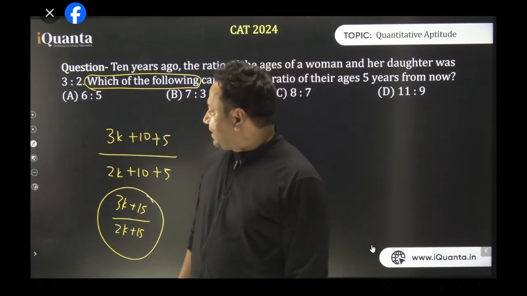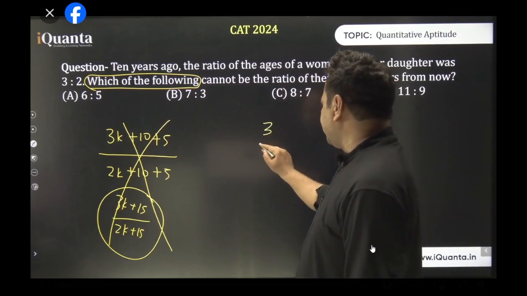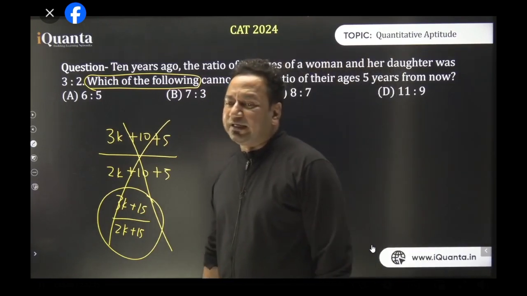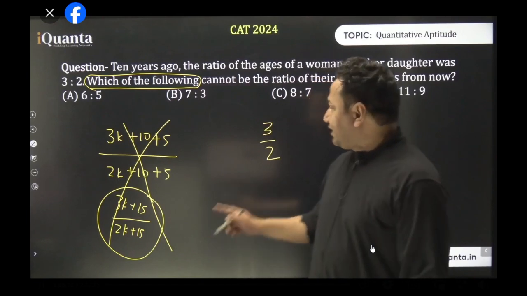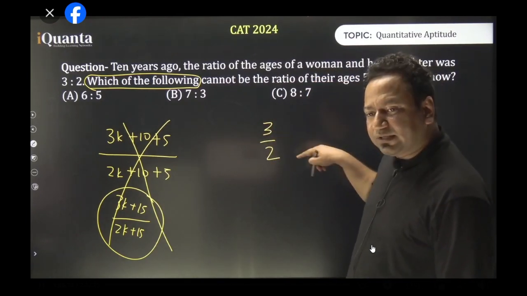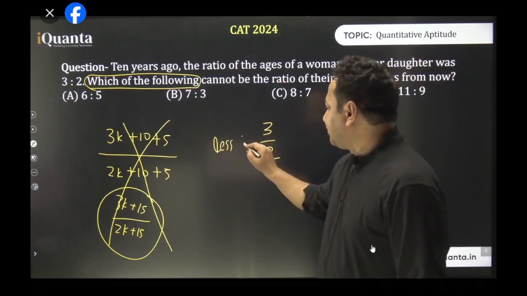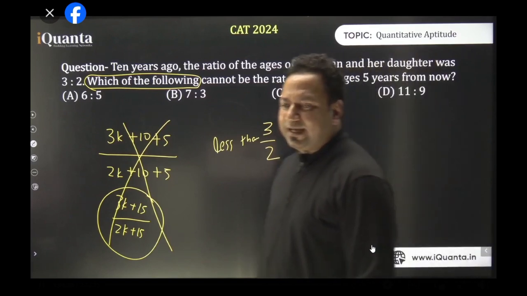Okay. So here the property will come into play. See, in the past the ratio was 3/2. In future, this ratio will increase or decrease. So we just discussed the concept. If we have an improper fraction and if I add the same value to the numerator and the denominator, the value reduces, isn't it? So whatever the correct answer is has to be less than 3/2.